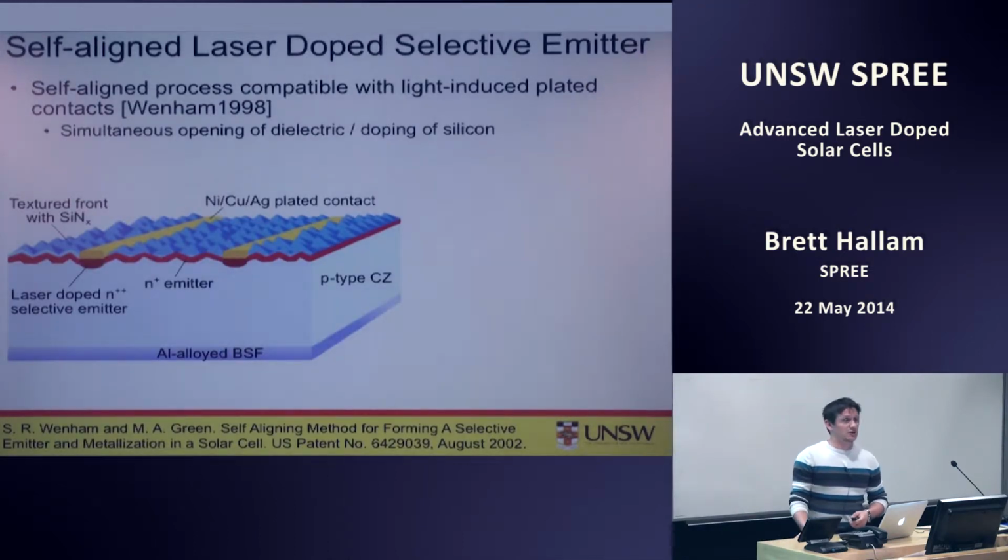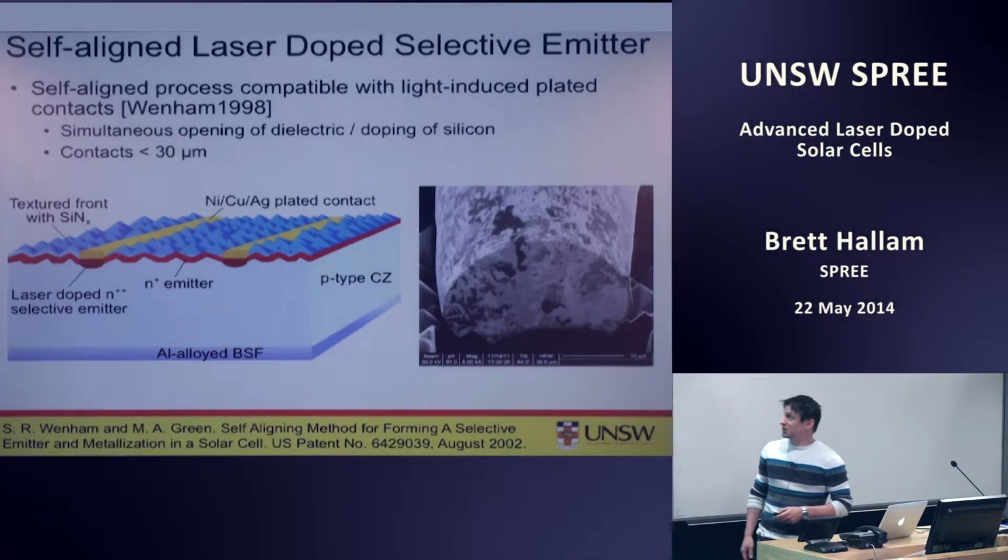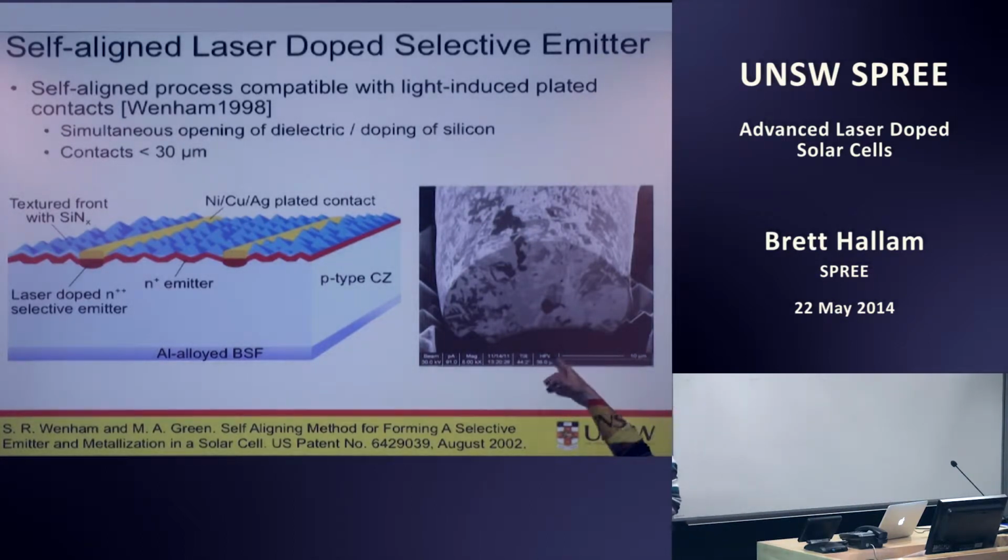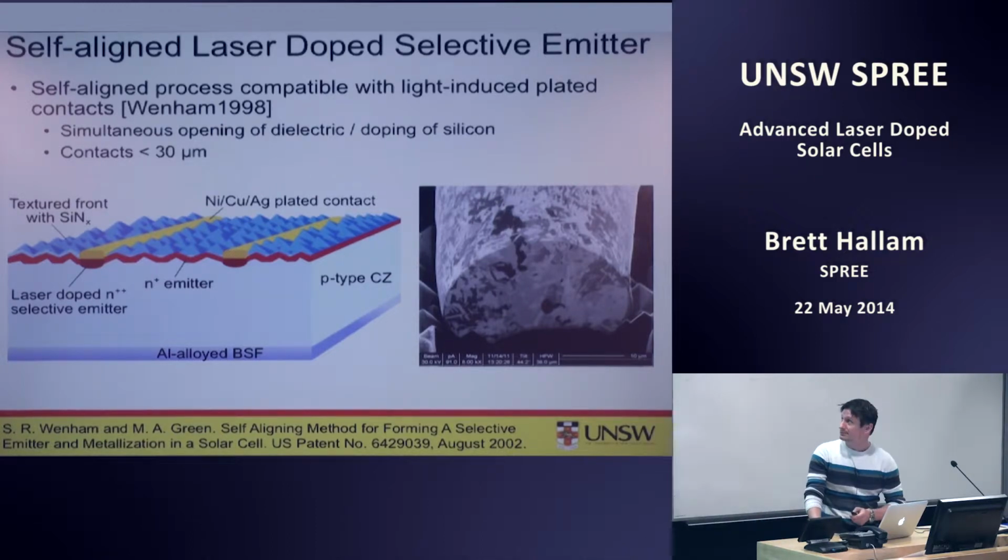Now, for the process we adopt here at UNSW, we typically perform the laser doping through a dielectric layer, and it is a self-aligned process. So we both incorporate dopants, diffuse them into the silicon, and open the dielectric layer locally, which we can then use to do light-induced plating, so it only plates to this laser-doped region, so a selective plating process.